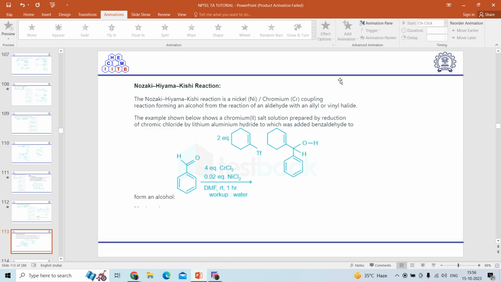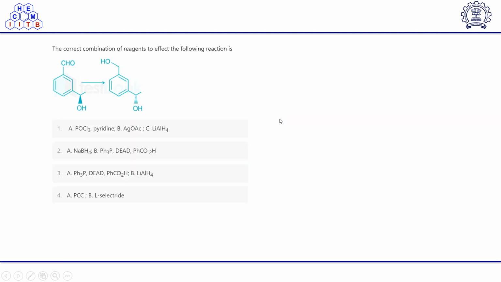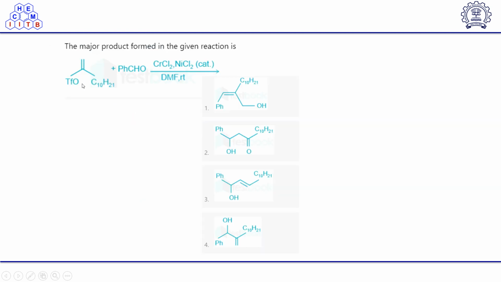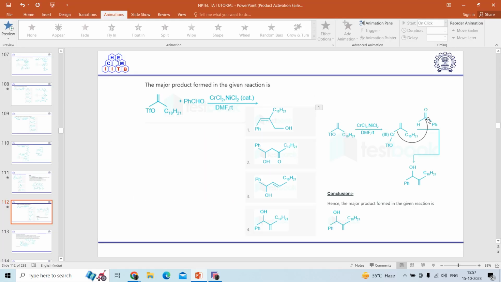Okay, this is the Nozaki-Hiyama-Kishi reaction. So what is it? It is a nickel-chromium coupling reaction forming an alcohol from the reaction of an aldehyde with an allyl or vinyl halide. So here, as we can see, this aldehyde upon treatment with this chromium chloride, nickel chloride, and this triflate, we are getting this particular alcohol. So this is the mechanism. As we can see, first this chromium will undergo oxidative addition with that particular halide, then it will be attacking on the carbonyl carbon center, generating this alcohol. So that is the mechanism.